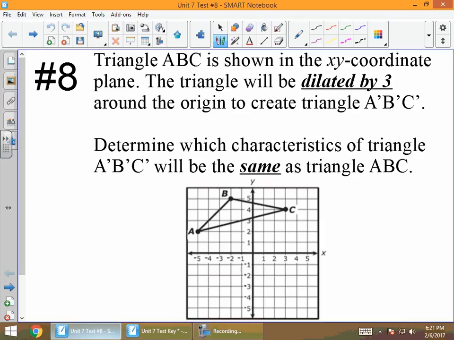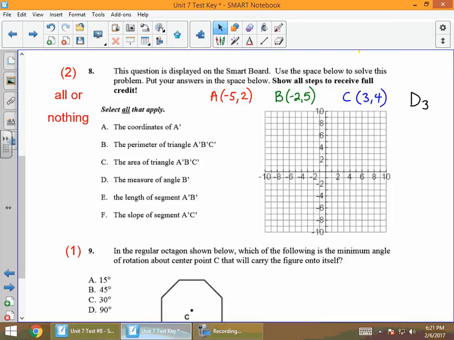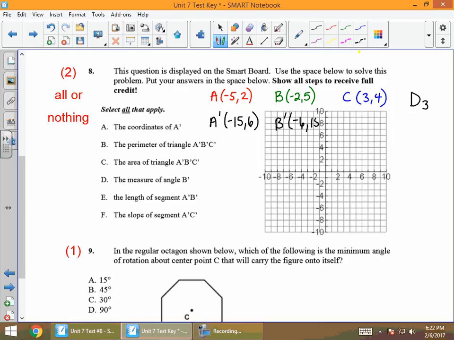Determine which characteristic of triangle A prime, B prime, C prime will be the same as triangle ABC. Okay, so let's go ahead and graph A prime, B prime, C prime. Dilated by a factor of 3, A prime would be at negative 15, 6. B prime would be at negative 6, 15, and C prime would be at 9, 12. That's way too big for my graph. So this graph really doesn't help me a whole lot.